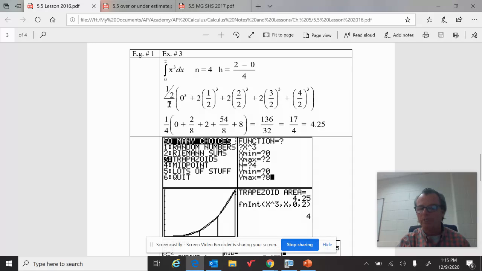So the first input would be a 0. Put 0 in the function, you cube it. The next input's 1/2. Put it in the function, you cube it. Next input's 1. Put it in the function, you cube it. Next input's 3/2. Put it in the function, you cube it. And then your last input's 2. You cube it. And the interior ones get doubled. So that takes you to an approximate area under the curve using the trapezoidal approximation of 4 and 2/8 square units.